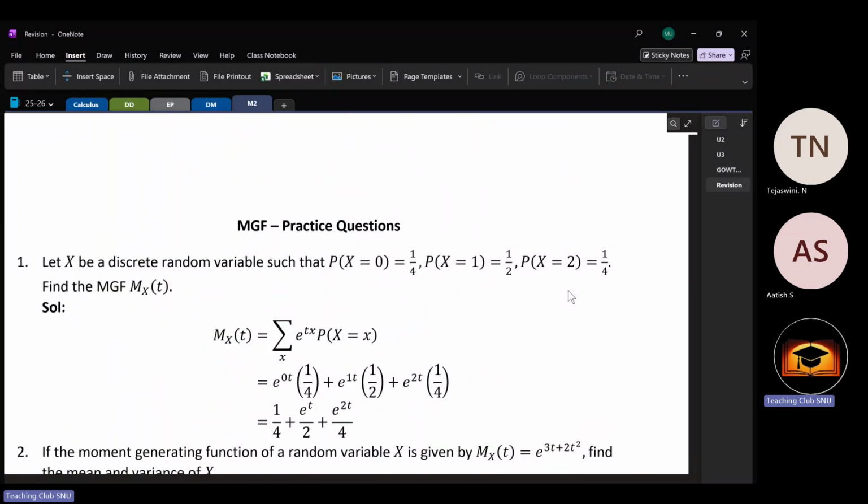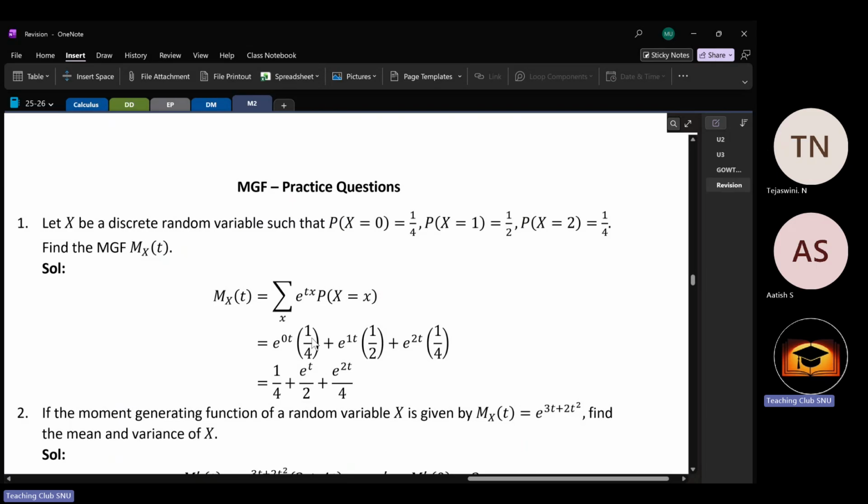For all values. When x equal to 0, it is e power 0t into probability of x equal to 0, which is 1 by 4. Right? Plus, when x equal to 1, what is it? When x equal to 2, what is it? And so on. Right?